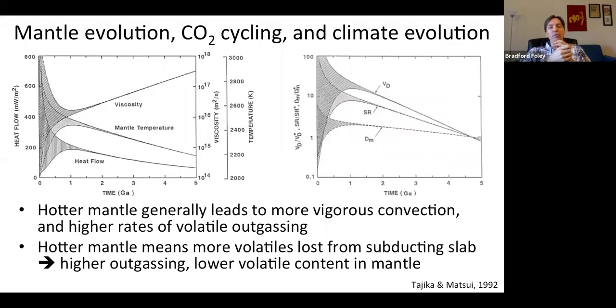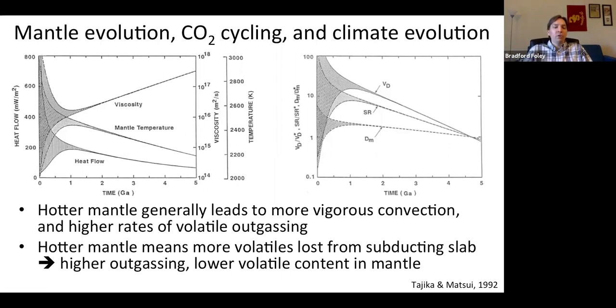All right, so what does this mean for climate evolution, and the evolution of the carbonate silicate cycle, as Earth evolves over time? We already said that the early Earth was likely hotter. And we think the Earth has probably generally been cooling over time as a result of heat loss from the interior to the surface and the decay of radioactive elements in the interior.